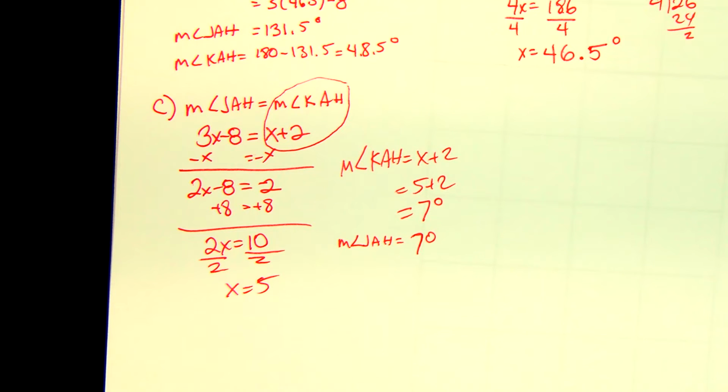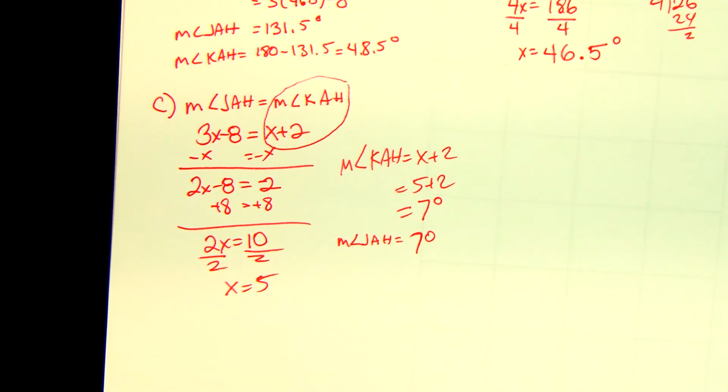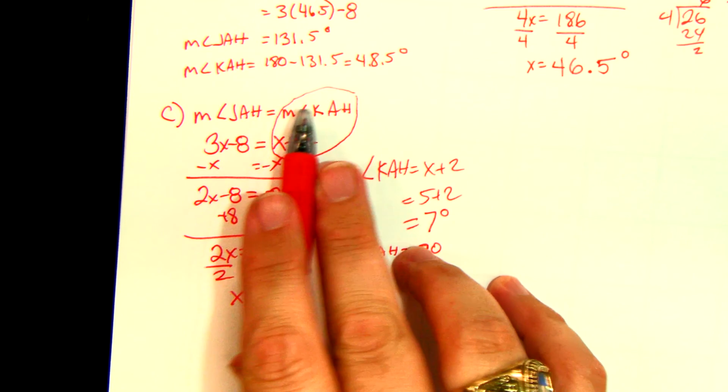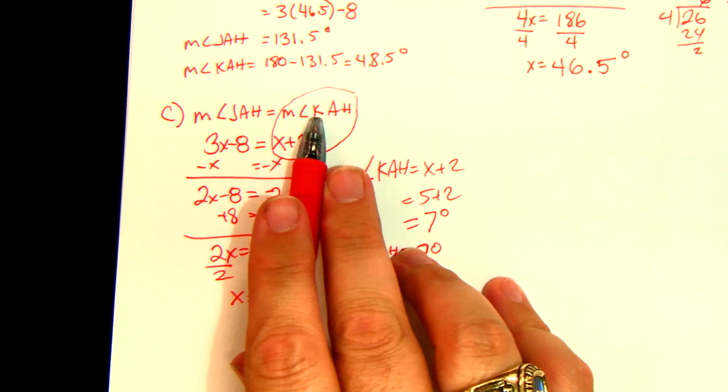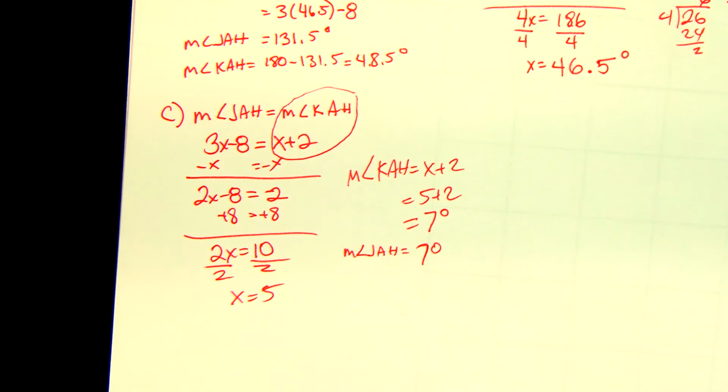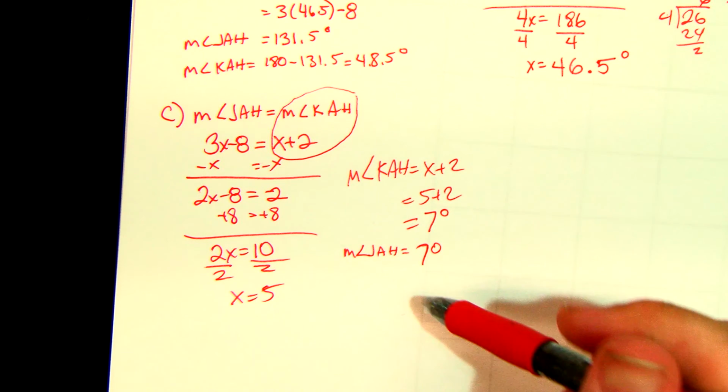So yeah, that one took a little bit extra time. The explanation takes a lot longer. But the idea is, if they're complementary, add them up to equal 90 degrees. If they're supplementary or a linear pair, add them up to be 180 degrees. If they're equal, set them equal. This problem said the two angles are equal. So as soon as I found out what one angle was, the other one has to be. And I don't have to plug in 5 to 3x minus 8. If I did, it'd be 15 minus 8, which is 7 anyway. So it would work out.